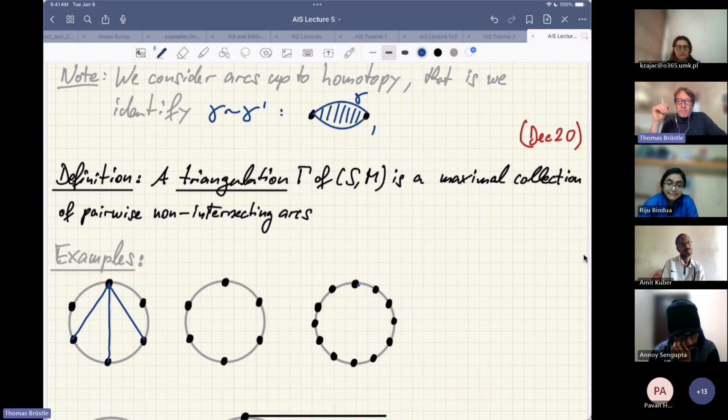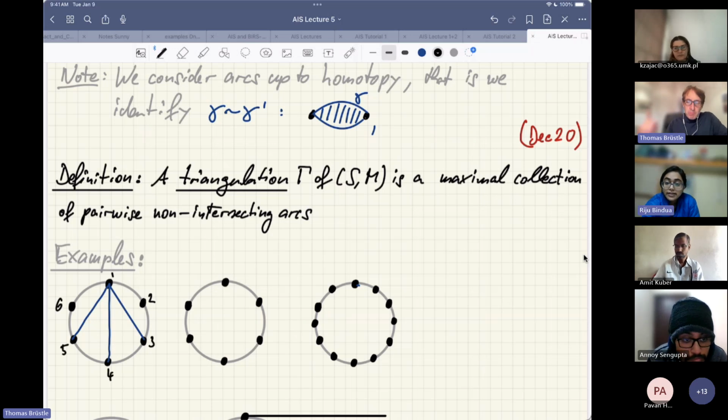Now, important question: are there any other arcs? Yes. Where do you see those arcs? Maybe I help you to give an answer. Let's label the marked points 1, 2, 3, 4, 5, 6. So the boundary arcs at the boundary, yes, of course. I tend to ignore them, but they are there to form a triangle. You're perfectly right.